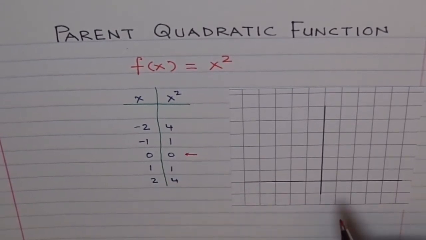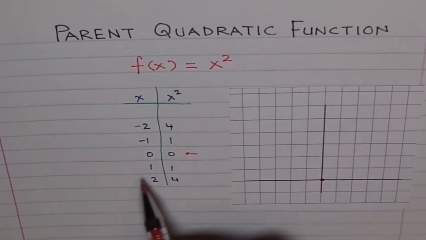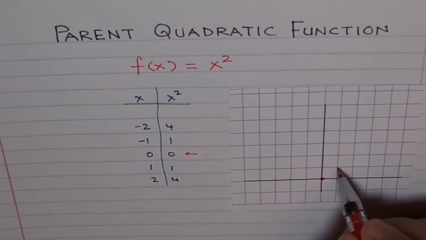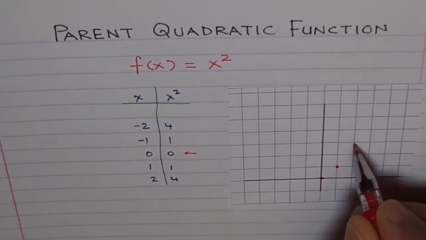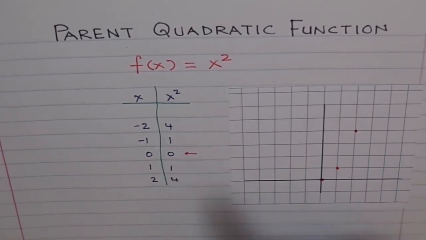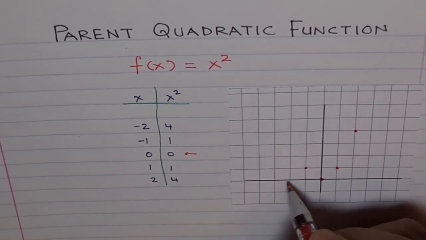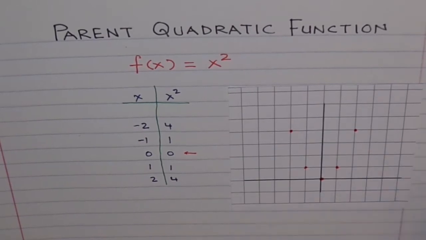Let me start with 0, okay? So 0, 0. Let's move on to the positive side. 1, 1 and 2, 4. So at 1 we get 1 and at 2 we get 1, 2, 3, 4. Now similarly on the negative side, for -1, 1, and -2, 4. Correct.